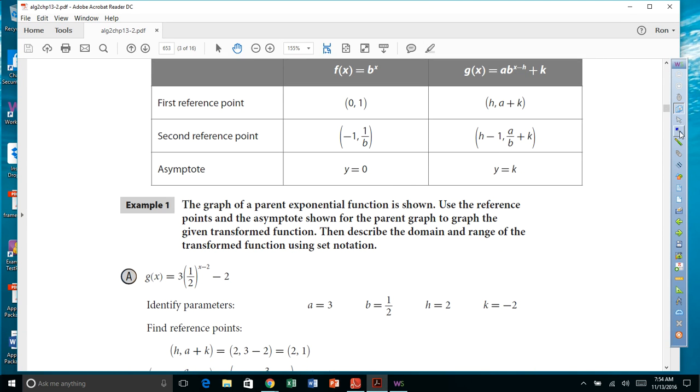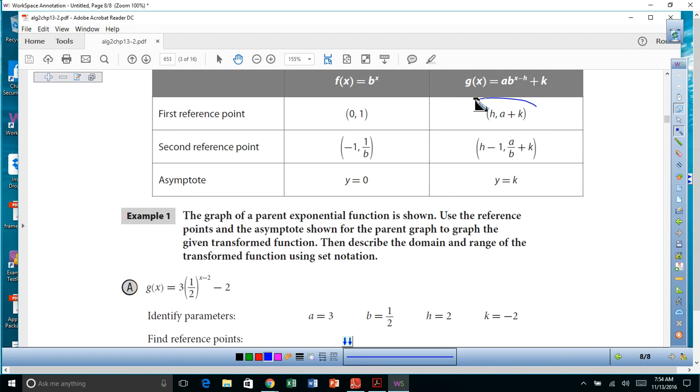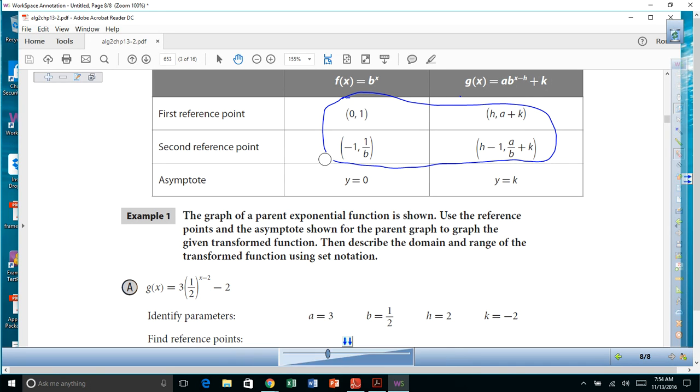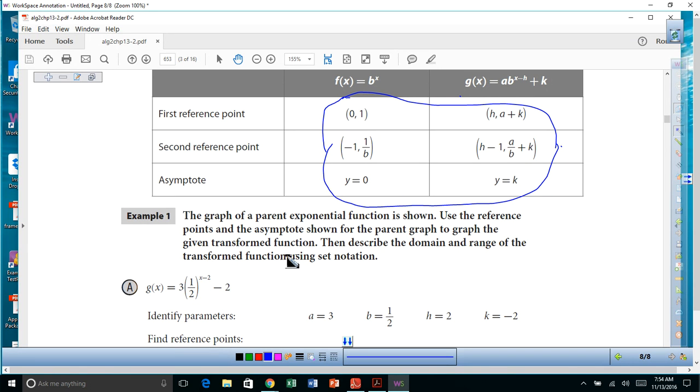Now, I would write these down. These are super helpful for graphing these functions, especially those for finding those points. And then, of course, this is the asymptote. We're kind of already used to that.